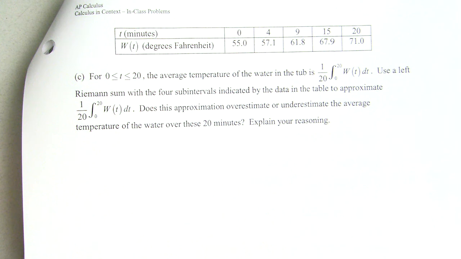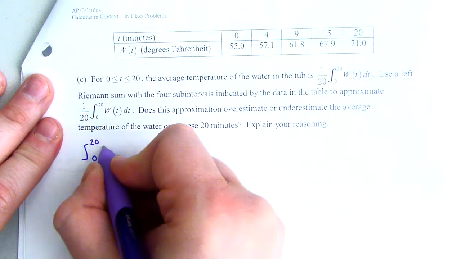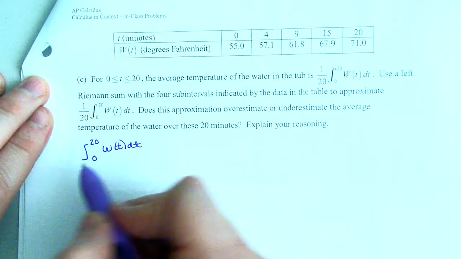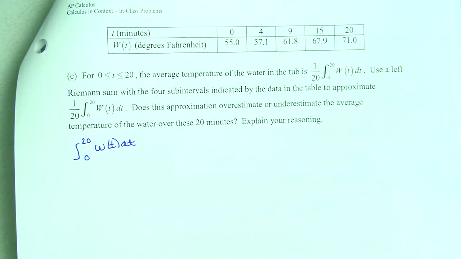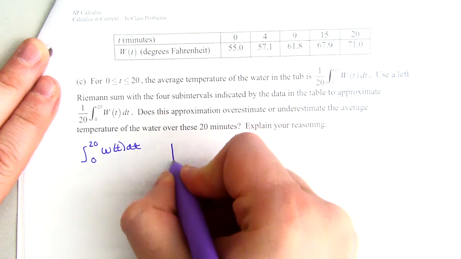Let's not bother with the 1 over 20 for right now. Let's focus on just integrating from 0 to 20 of w of t dt. When I'm done, I'll divide by the 1 over 20, and that's going to give me the average temperature. Well, we're asked to use a left Riemann sum to do this.